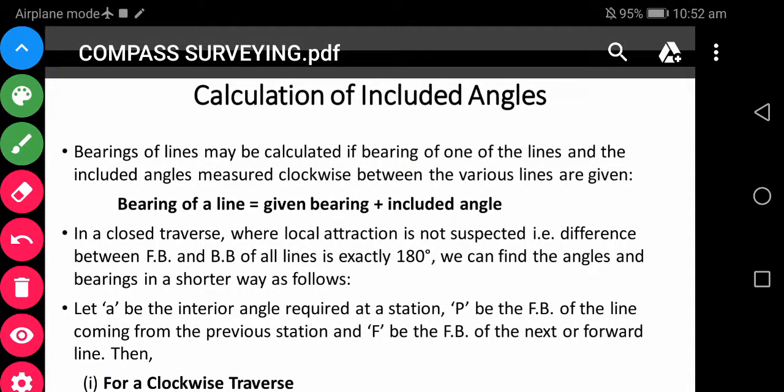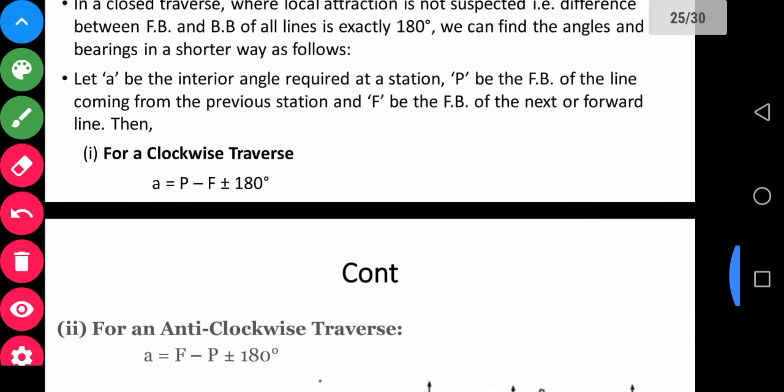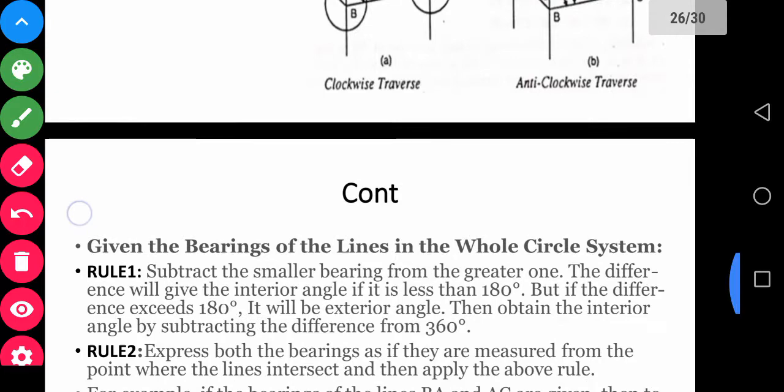Hello everyone. So today we will continue from the last lecture, in which we were discussing the calculation of included angles, like how we can calculate the included angles in traversing. Those things we studied in the last lecture.